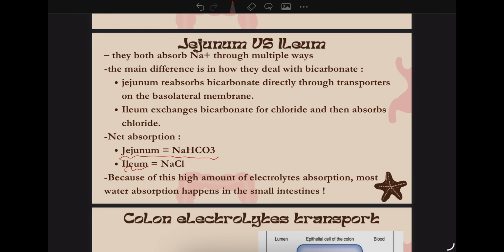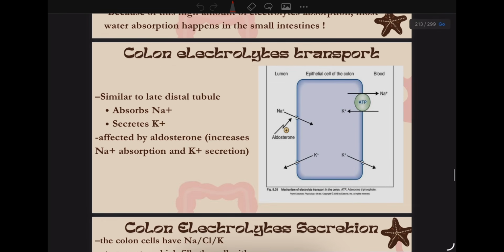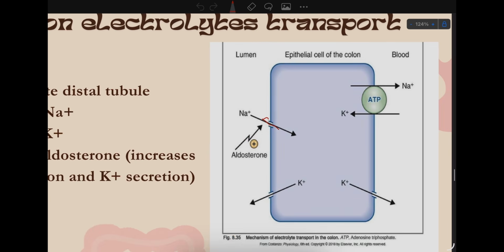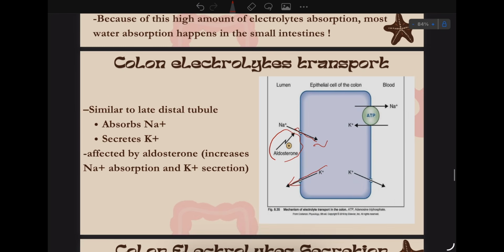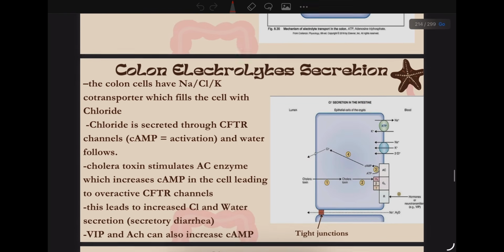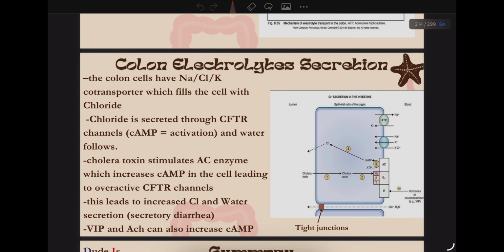Easy? Easy. Now for the colon. The colon is the same as the late distal tubule. You have sodium absorption, K plus secretion, and it's so similar that aldosterone affects it. What does aldosterone do? Increases sodium absorption, increases K plus secretion. Very easy.